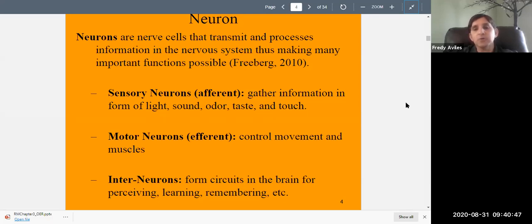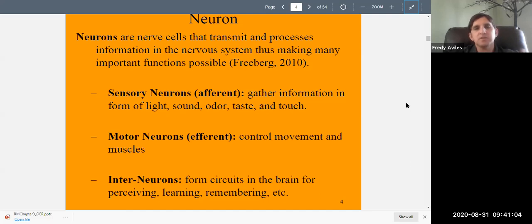In other words, allow you to basically understand what it is that is happening. And they do this in something called the nervous system, which you guys have probably heard of. We'll talk about the organization of the nervous system later.